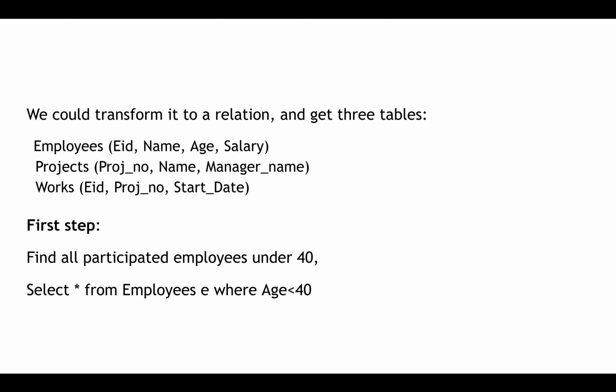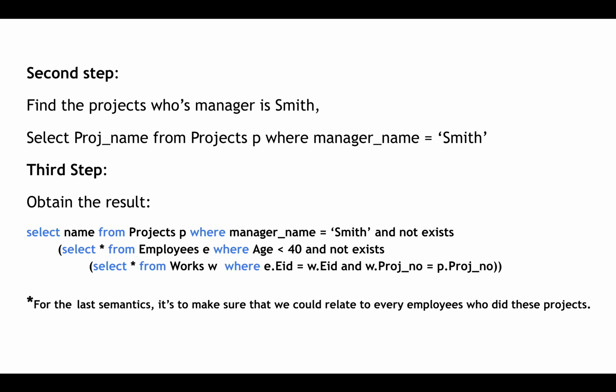We could solve this problem step by step. We could look from the back to front. So the first step, we find all participated employees whose age is under 40. The operation is select from employees where age under 40. And the second step is that we need to find the projects whose manager is Smith. We could say select project name from project where manager name equals Smith.